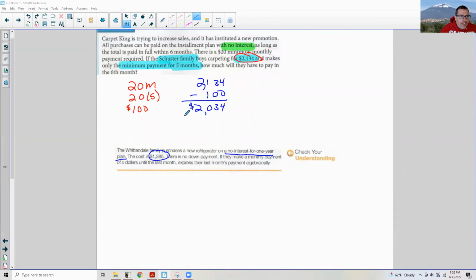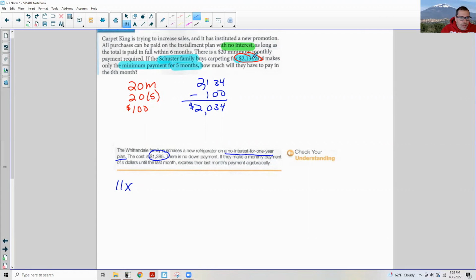So all we have to do now is model the last example. No interest for 1 year plan, and the cost is $1,385. We need to know how many months and how much they're paying per month. If they make a monthly payment of X dollars until the last month: 12 months in a year, so until the last month would be 11. That is going to be 11X, 11 months times the amount per month, just like the 20M earlier. We don't know what X is, and we're not going to calculate that this time.